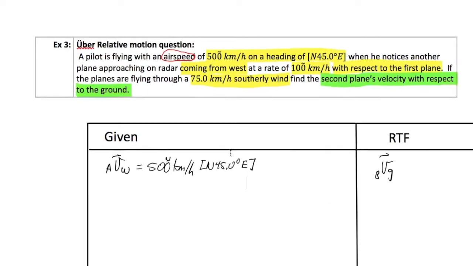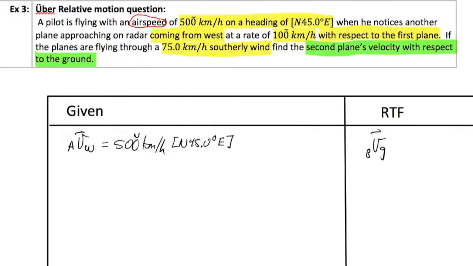Let's zoom in a little bit here. Now the second plane. The second plane is coming from the west, which means it's moving east at 100 kilometers per hour with respect to the first plane. So the second plane, B's velocity with respect to the first plane, so this would be BVA, is equal to 100 kilometers per hour and moving to the east. My notation's a bit terrible here. Okay, so remember, coming from the west means going to the east.